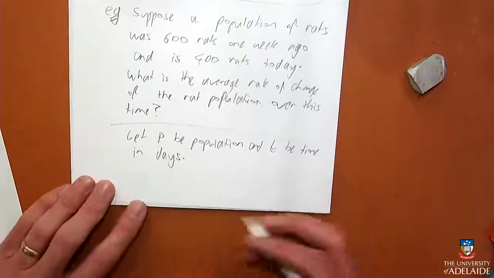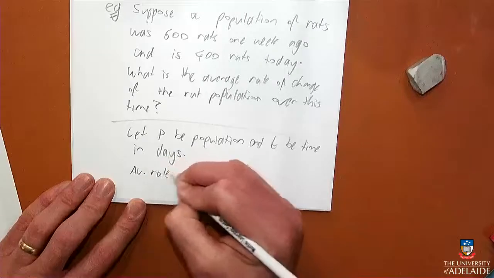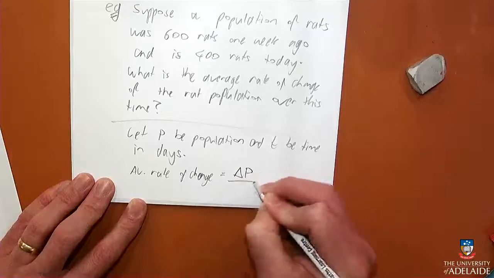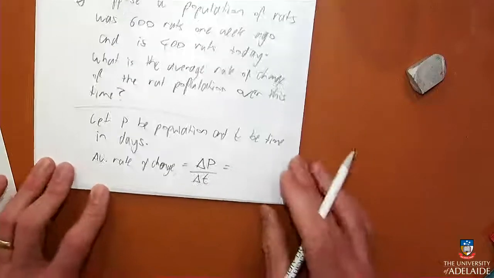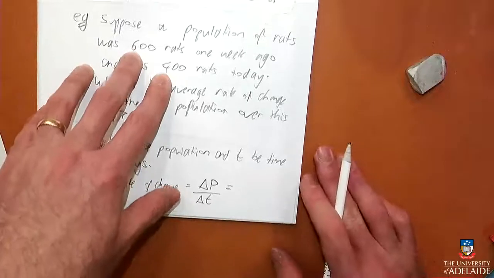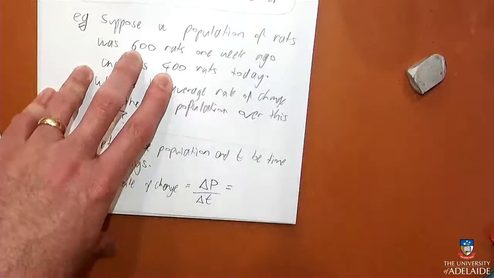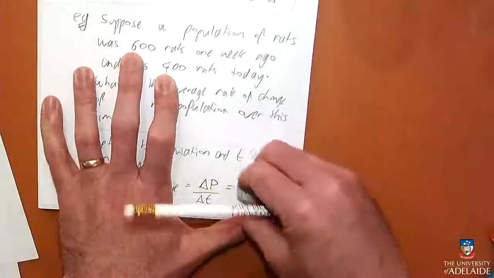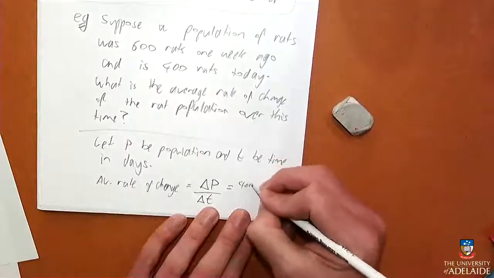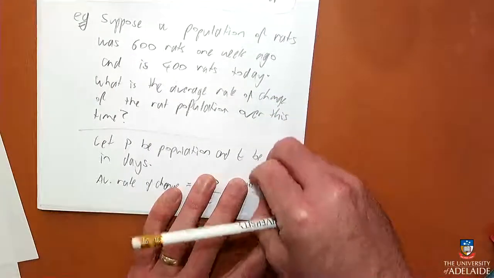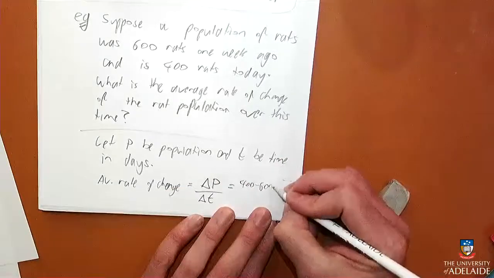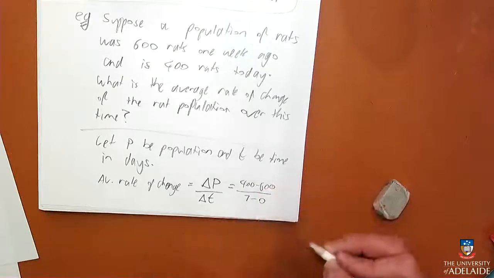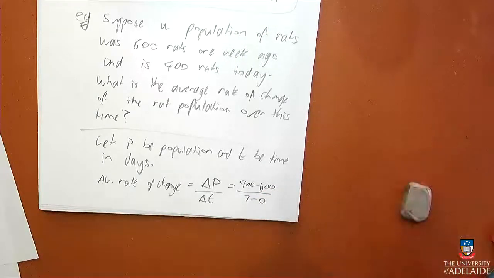Okay, and then the average rate of change would be the change in the population divided by the change in time. And the change in the population, well, it went from 600 to 400, so it went down 200. But I'm just going to do it properly. So it should be the new one minus the old one over the change in time, which went from 7 days minus 0 days. And so that'll be 200 divided by 7.